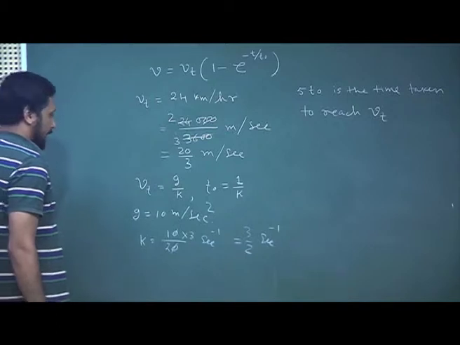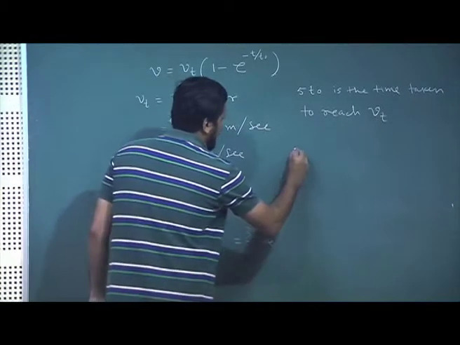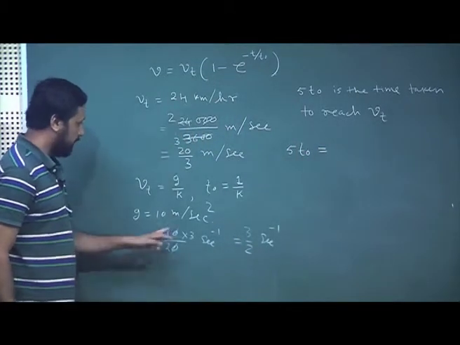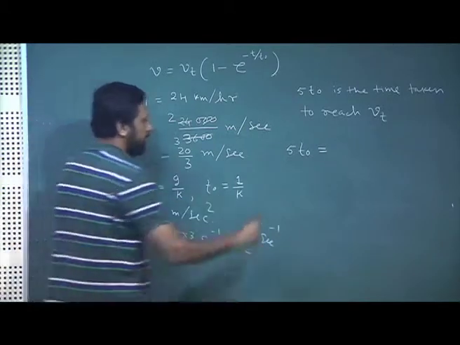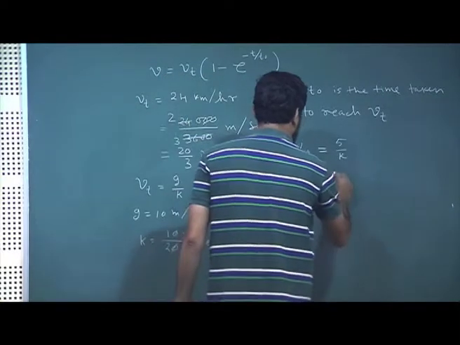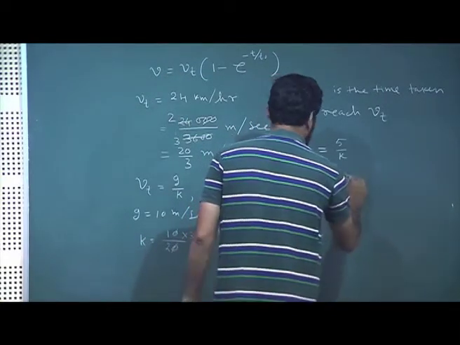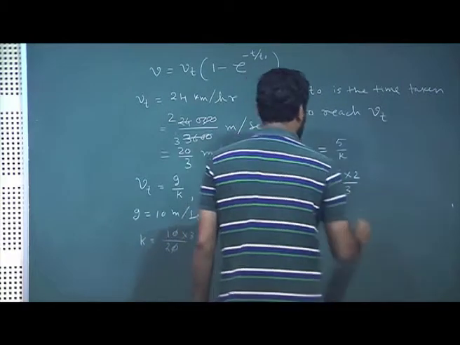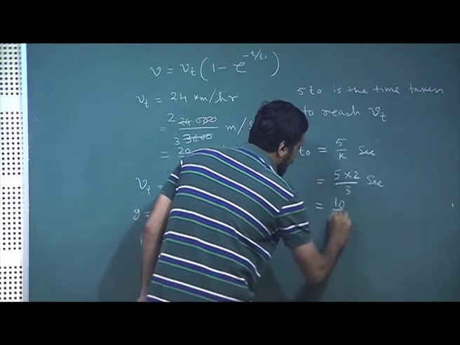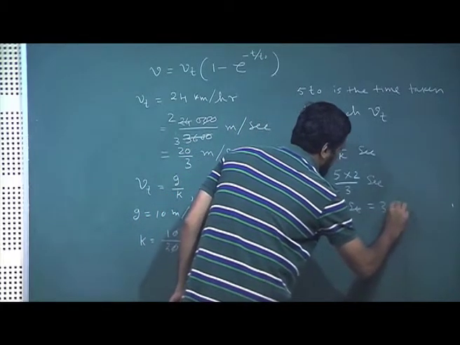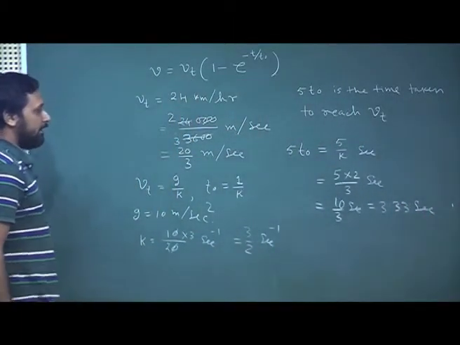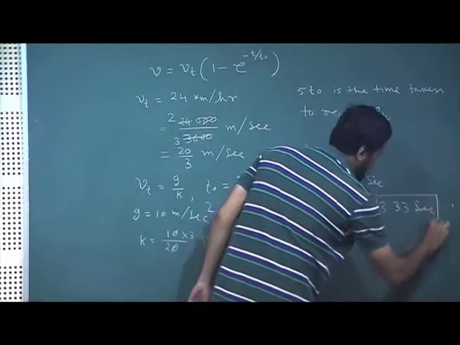And we need to compute 5 T0. So, T0 is equal to 1 by k, 5 T0 is 5 by k, which will be 5 into 2 by 3 second, which will be 10 by 3 seconds equal to 3.33 seconds. So, the final answer is 3.33 seconds.